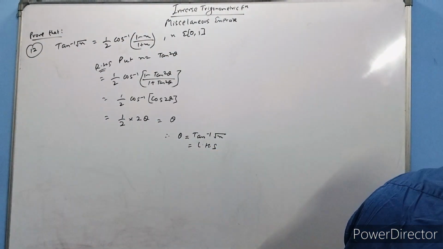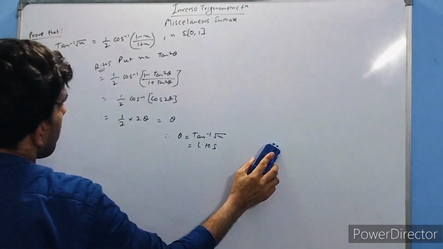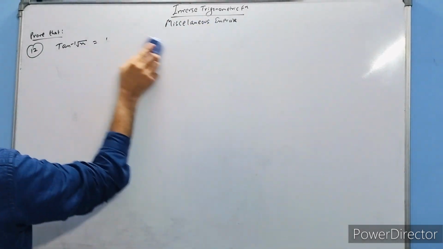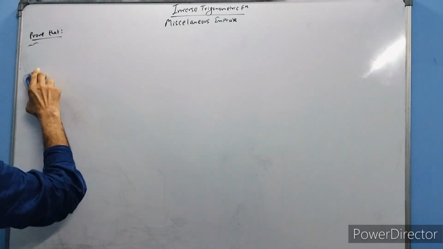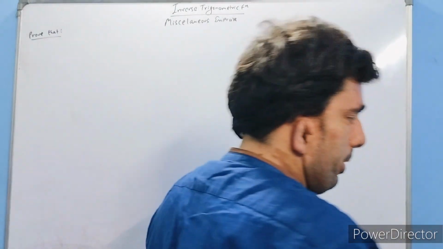Now we'll move to the next category. In this, the 13th question, we need to solve. We have just proved 12 questions now. Now in this we need to solve the following equations. Now the question arises, how? Let's move to the 13th.